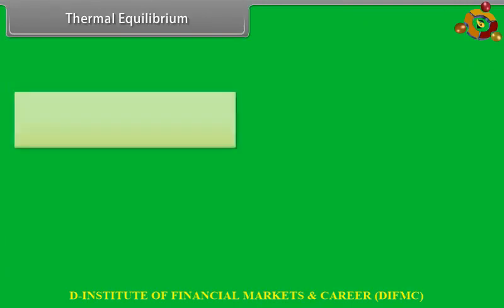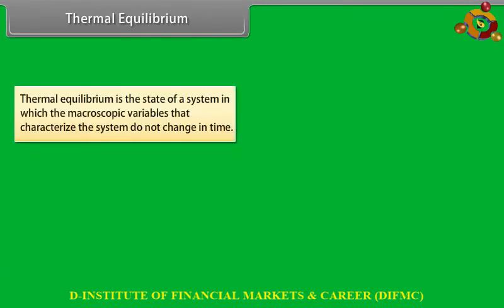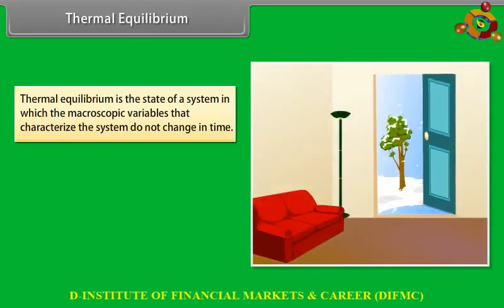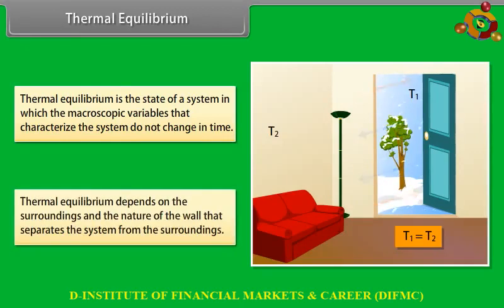Thermal equilibrium. Thermal equilibrium is the state of a system in which the macroscopic variables that characterize this system do not change in time. Let us take an example. In winter season, when you open the door of your house, then the heat moves out of the house. To balance out the temperature, after few minutes, you feel that the temperature inside and outside the house is same. This is due to the thermal equilibrium. Thermal equilibrium depends on the surrounding and the nature of the wall that separates this system from the surrounding.